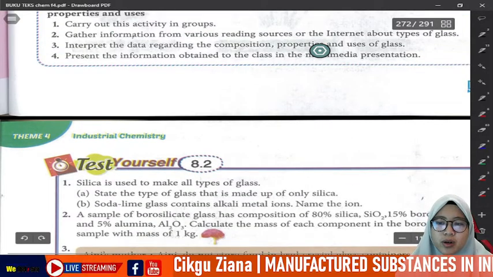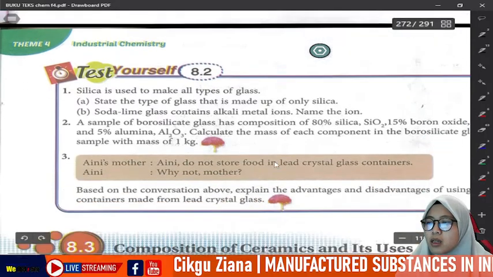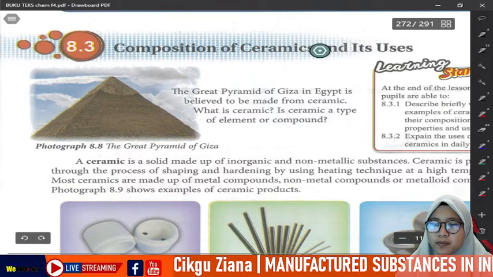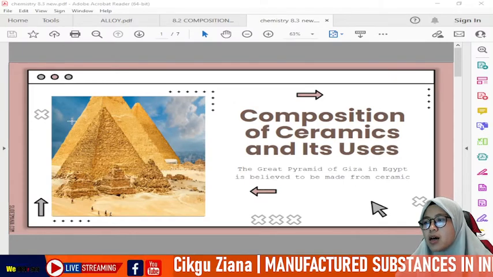Okay, we go to the next group. Which group? Okay, the next group is for composition of ceramic and its use. Composition of ceramics and its uses. So as you can see, there's a pyramid located in Egypt. It is believed to be made from ceramic.